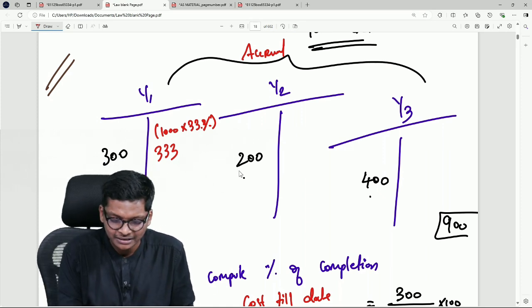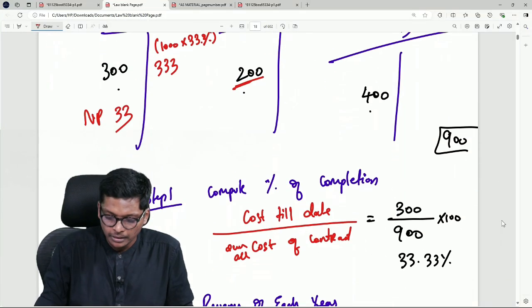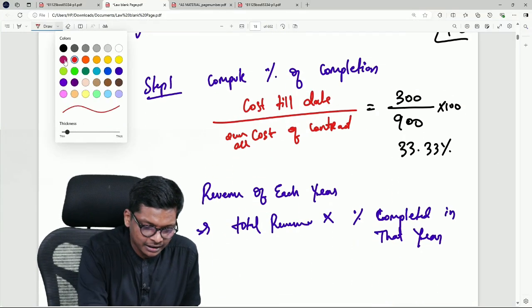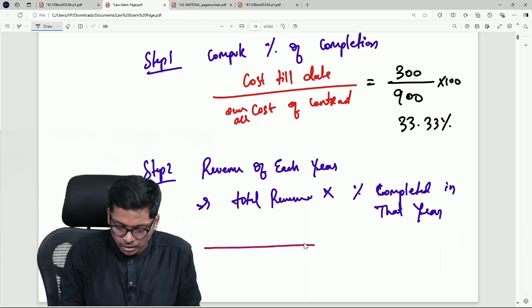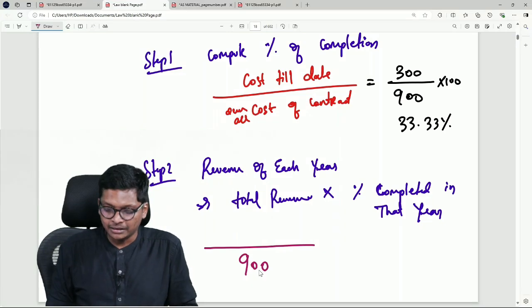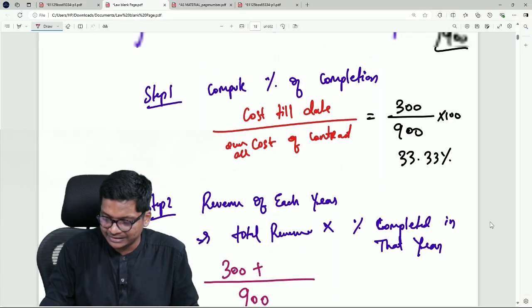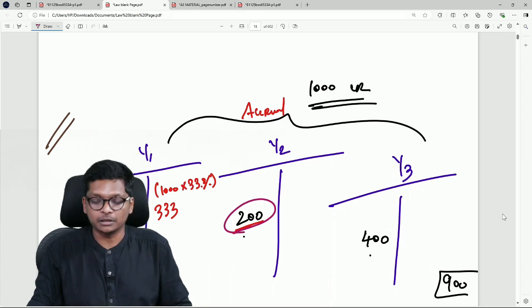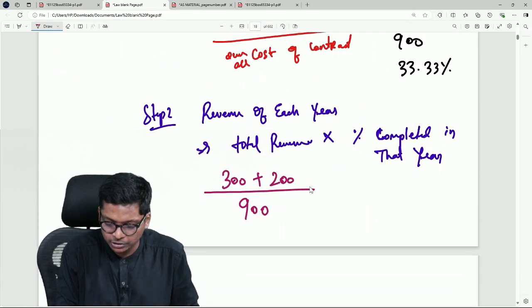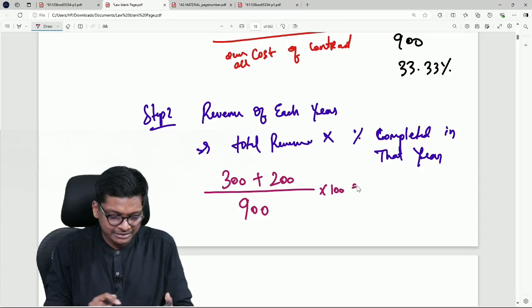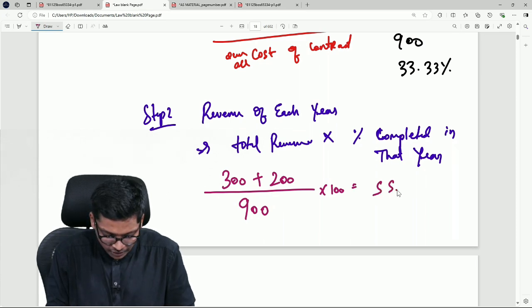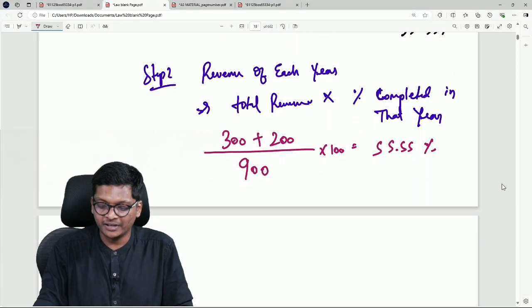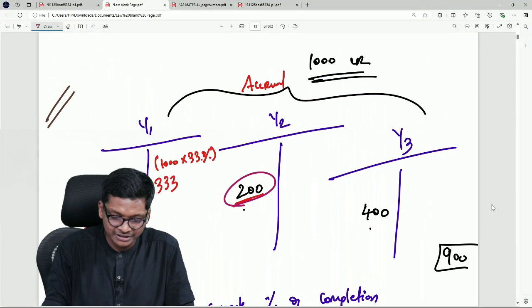Next year if you see, they have done 200, but already in year 1 they completed 300. So if you look at next year, overall cost is 900, first year already 300 is completed, and in second year I am adding another 200. So 300 plus 200, this time you will get 500 divided by 900 percentage. In second year 55.55% of work is completed.